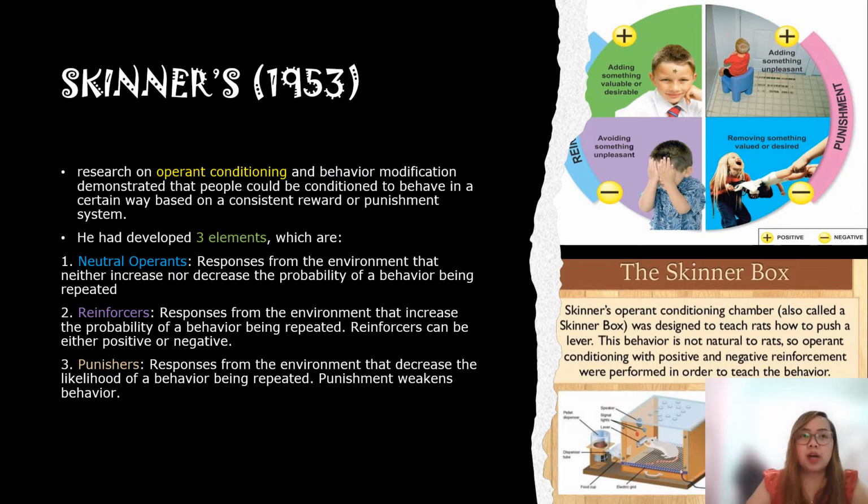These are the neutral operants, reinforcers, and punishers. Neutral operants are the responses from the environment that neither increase nor decrease the probability of a behavior being repeated. From the word neutral, it doesn't have any reaction. Sometimes it has. Reinforcers are responses from the environment that increase the probability of a behavior being repeated. Reinforcers can be either positive or negative. And punishers are responses from the environment that decrease the likelihood of a behavior being repeated. Punishment weakens the behavior. So it's actually understandable.